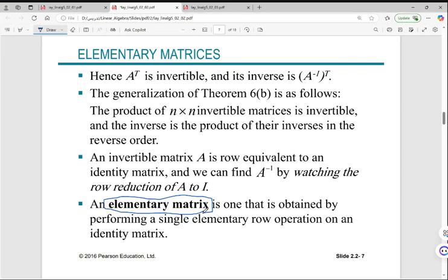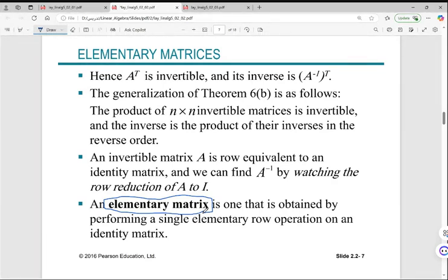Okay. So what is an elementary matrix? An elementary matrix is a matrix which is obtained by applying a single row operation on the identity matrix.